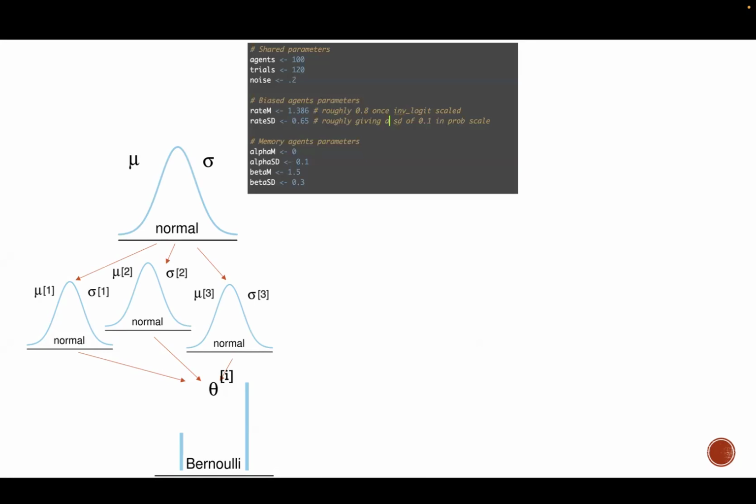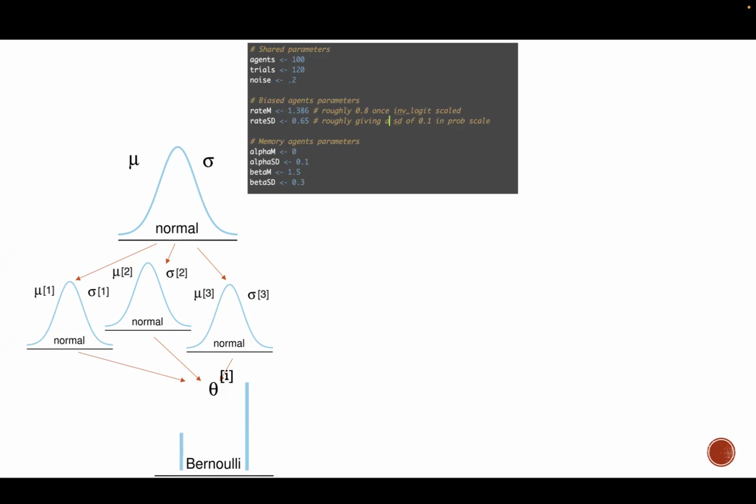So we start and say, how many agents do we have? And here I'm putting 100. We're going to say, how many trials do we have? And here I'm putting 120. How much noise is there in the measurement? And here I'm just going to put 0.2 for the fun of it, because now we have a super powerful model, the multi-level model. Let's see if it can deal with that.